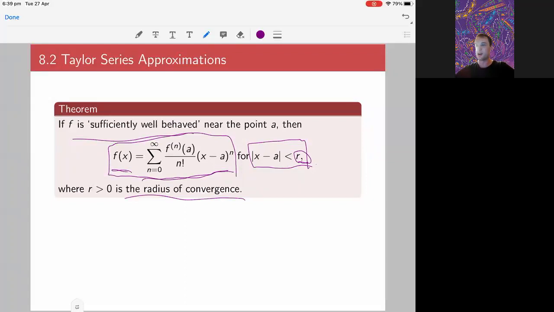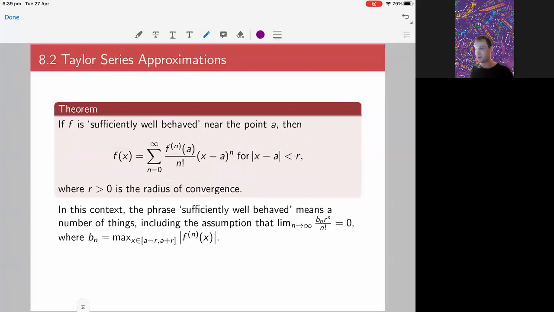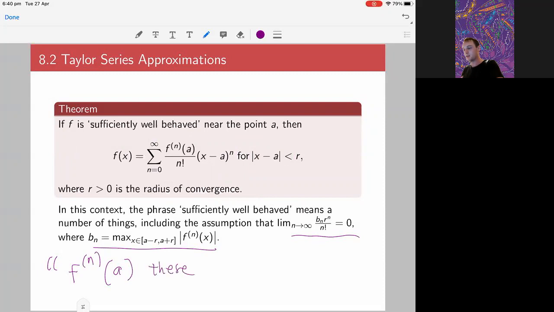Now, I promised I'd try to explain what sufficiently well behaved means, and it's technical. I don't really want you to pay too much attention to what's going on here, but the upshot is that if you take these derivatives and you evaluate at A, then these terms decay quite quickly. That's about as far as I'm going to say on this particular topic.